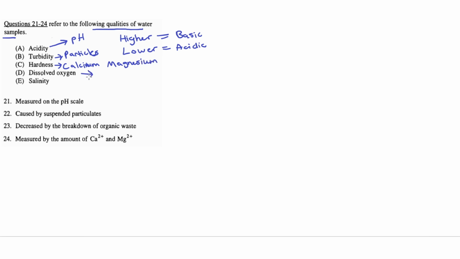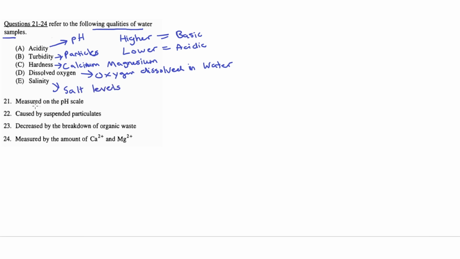D. Dissolved oxygen. This is simply the measure of the amount of oxygen that is dissolved in the water. So this is oxygen dissolved in water. And E. Salinity. This is simply the measure of salt or NaCl in water. So salt levels.